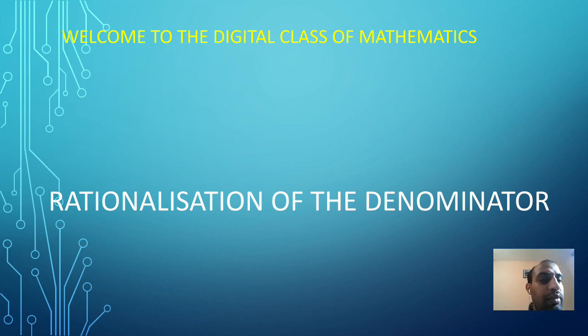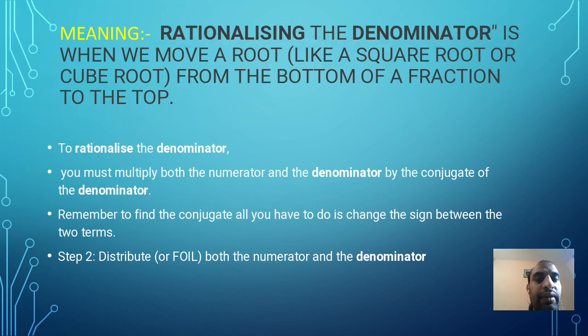Rationalization of the denominator means whenever we have a square root in the denominator, like under root 2, under root 5, under root 7, how do we remove that under root sign? For that purpose, we use the rationalization property. So let's see what is the meaning of rationalization.